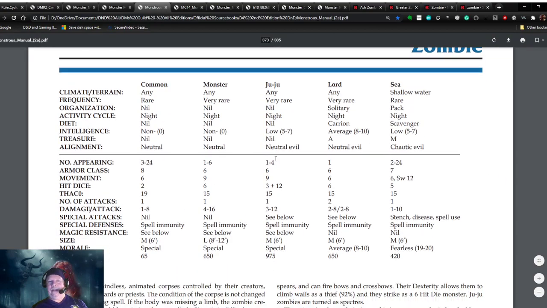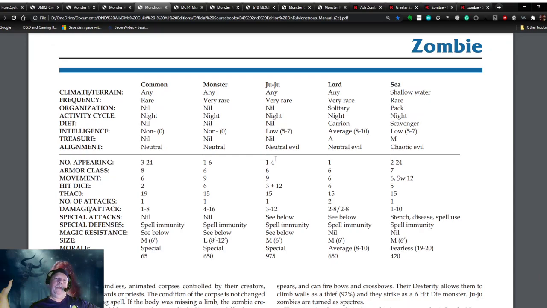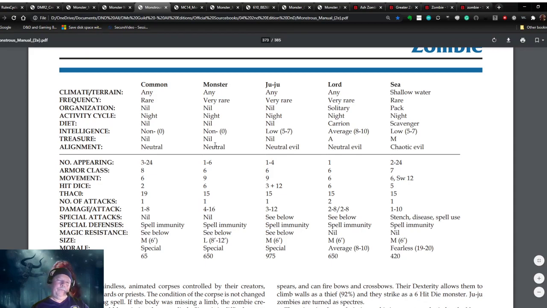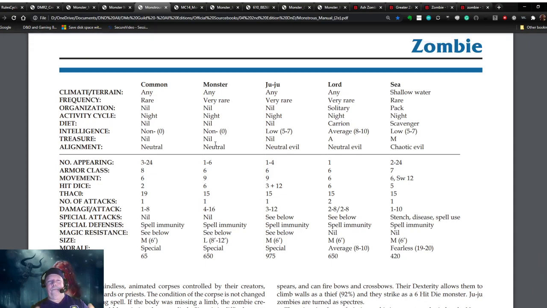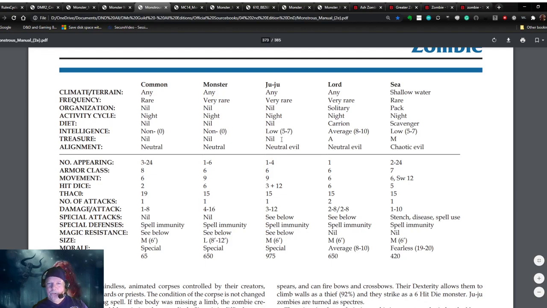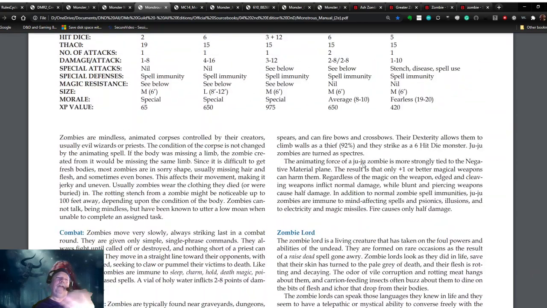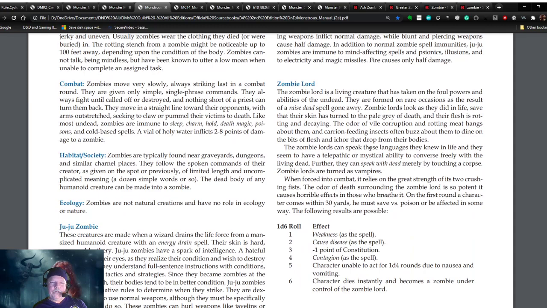Okay, now we get to second edition. Second edition, tons of options for zombies. You have a common zombie, which is the normal, everyday garden variety zombie. You have the monster zombie, same thing as we just looked at, a zombie made from a monster. Juju zombie, a zombie lord, and a sea zombie. Okay, so we've looked at the others, and there's not a whole lot of change from first edition to second edition. So let's take a look at the zombie lord.